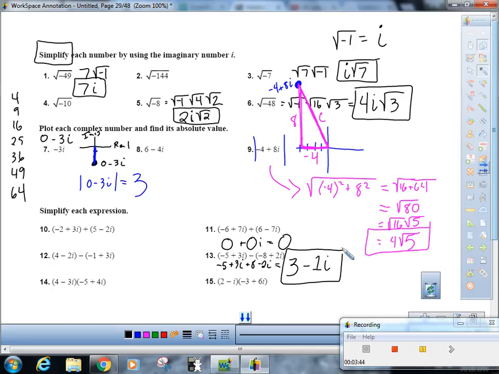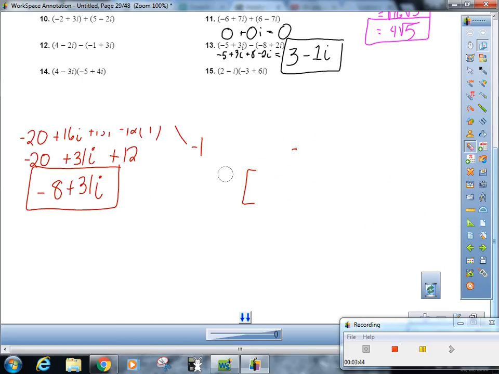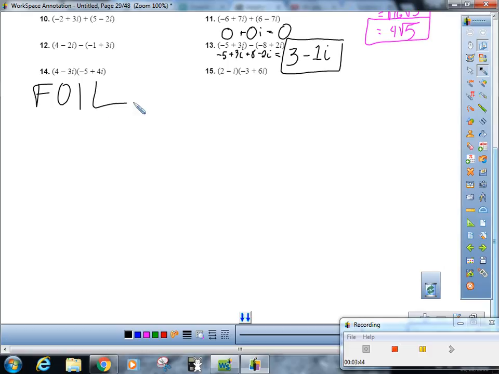All right. We're going to do 14 and 15 because they're kind of new. Oh, whoa. There they are. What's this acronym mean to you guys? It does mean FOIL, but what does it mean? Thank you, Katie. First, outside, inside, last. So you see the difference between number 12 and number 14? Number 12 we're subtracting. Number 14 we are adding.